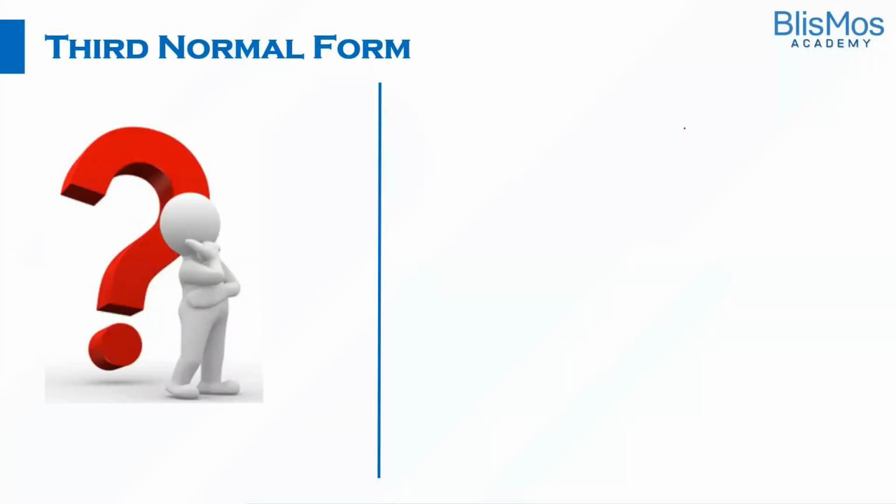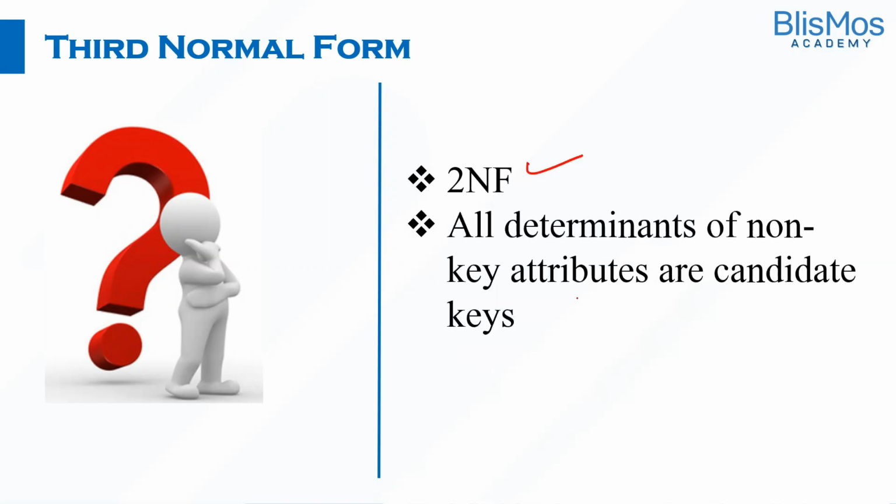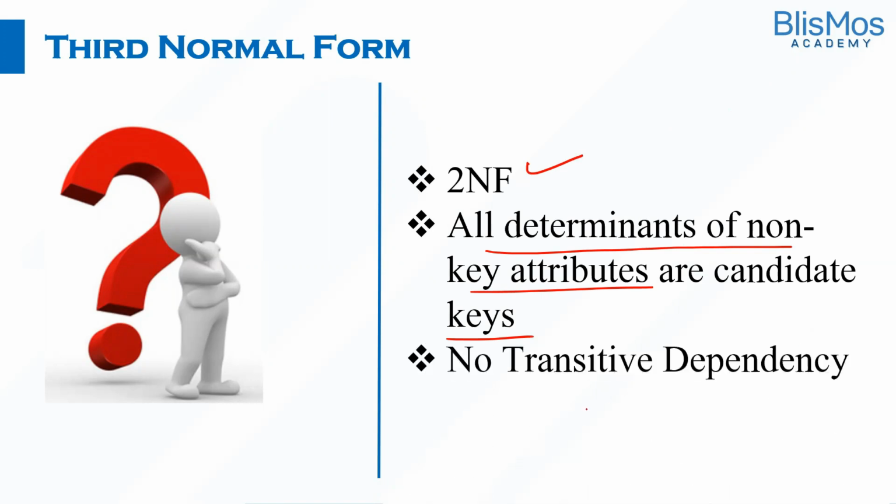Any relation, if it needs to be in third normal form, first and foremost thing is it should be in second normal form. The second thing is all determinants of non-key attributes are candidate keys. In a way, it should not have any transitive dependencies. Both of them are related.